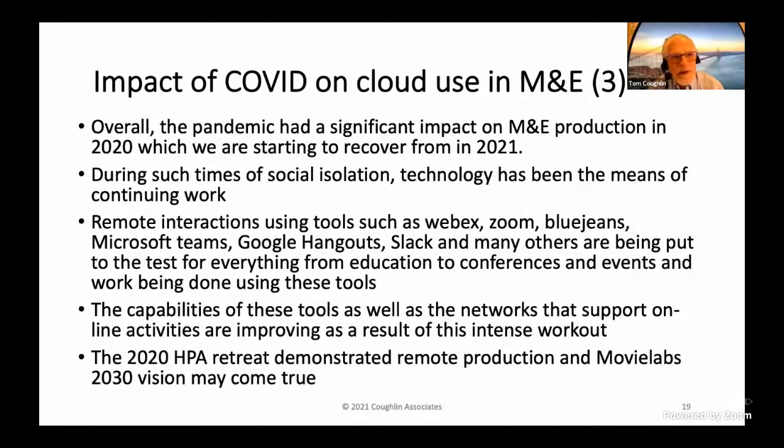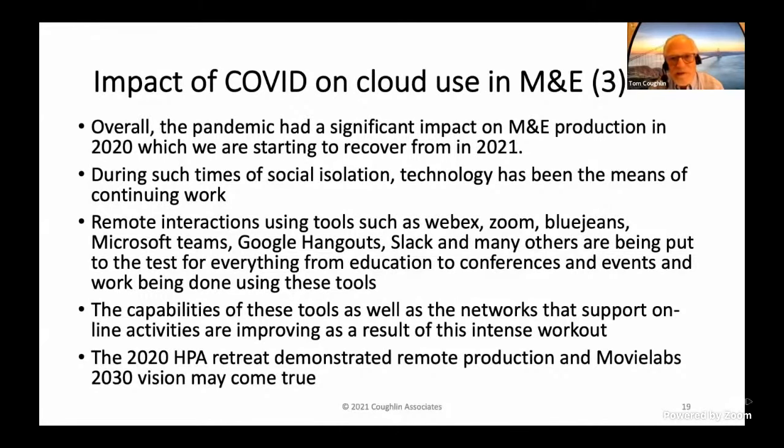Overall, the pandemic had a significant impact on media and entertainment production in 2020. We're recovering from that, or shall be recovering from that in 2021. It also brought a type of social isolation, and what interaction we've been able to have with people, of course, has been because of these technologies that we have. Tools such as WebEx, Zoom, BlueJeans, Microsoft Teams, Google Hangouts, Slack, Discord, and many other things have been put to the test, from education to conferences, events, and the many types of work that people do.